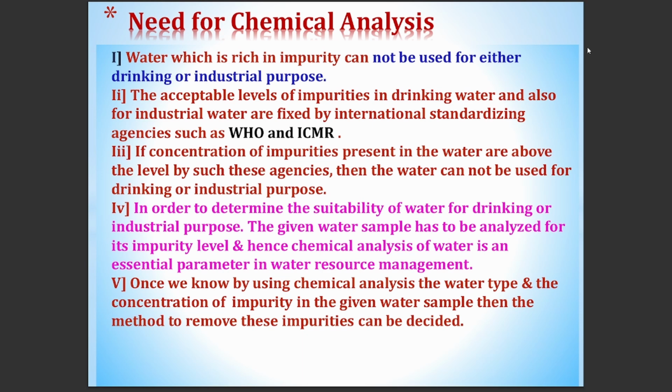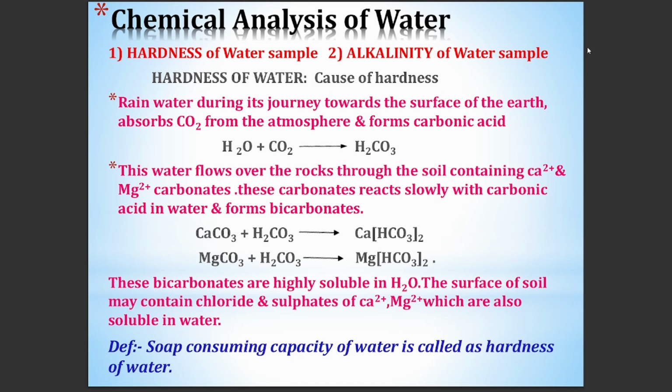And hence, the chemical analysis of water is an essential parameter in water resource management. Hence, to determine the quality of water and to check the acceptable levels of impurities present in the water, we have to analyze the water sample for its quality. Here in our syllabus, we are going to discuss two analyzing parameters: hardness of water and alkalinity of water. Now, what is hardness of water? Roughly, we can say the different types of salts present in the water, their concentration, is called the hardness of water.